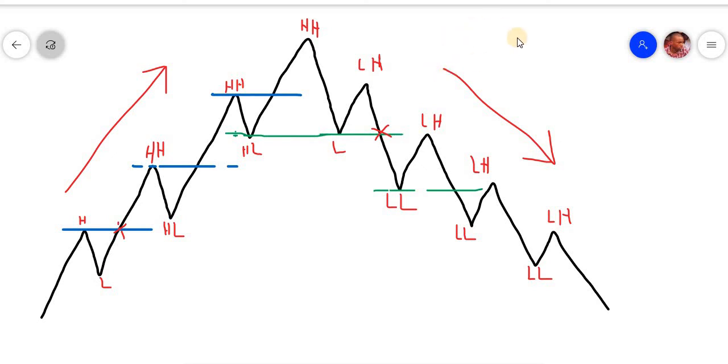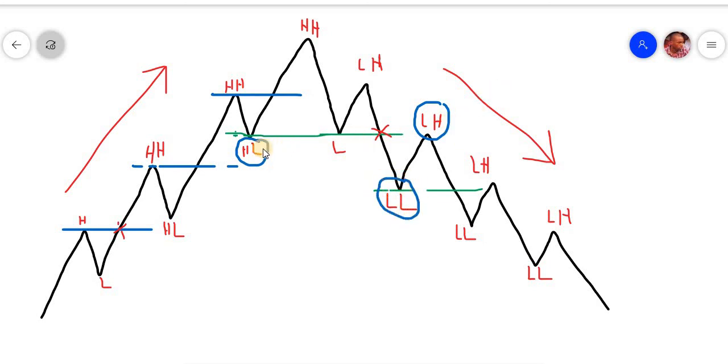And they went further to tell us that after the break of this higher low, a lower high is formed. These are very important points so that you understand what I'm really saying.